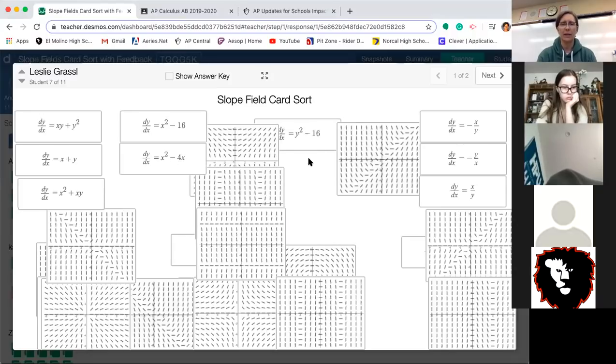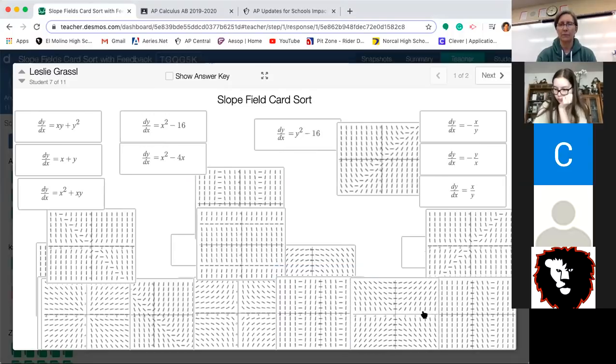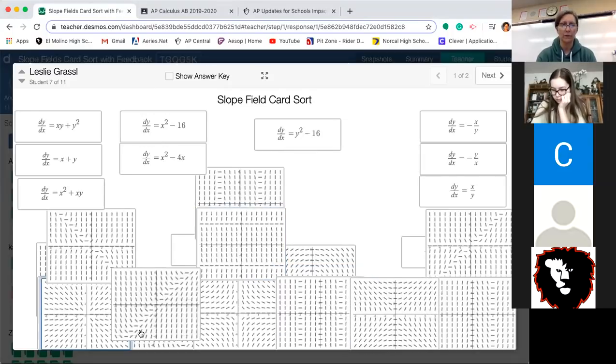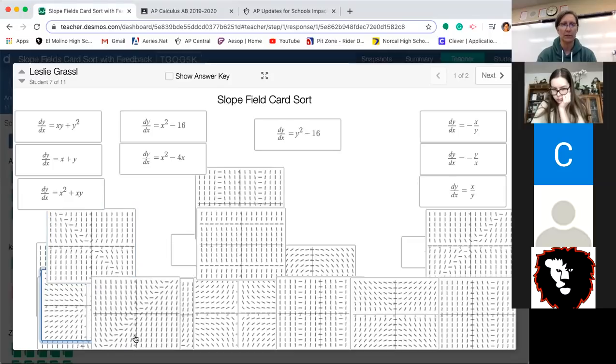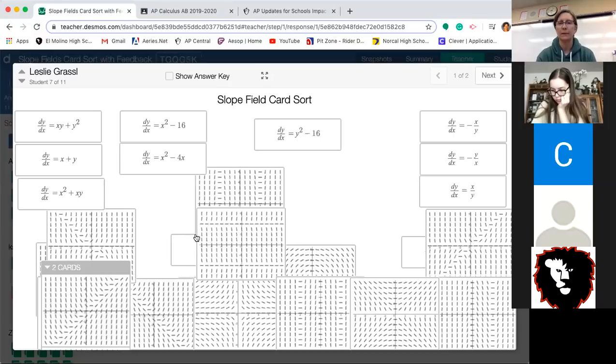Okay, so again, Mael and Josh, I know you guys just jumped in. I'm starting by trying to sort the cards with the derivatives on them. So I'm going to move all of the actual slope field ones down here to the bottom just to get them out of the way. Of course, they're going to group up when I do that, but that's okay. I can ungroup them later.